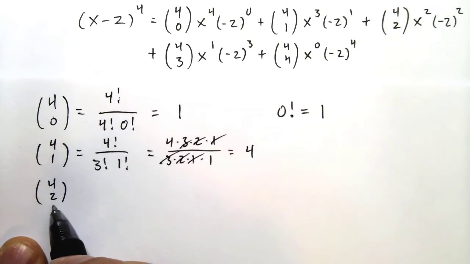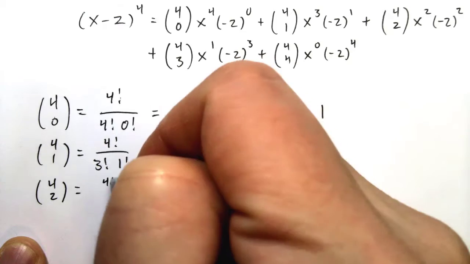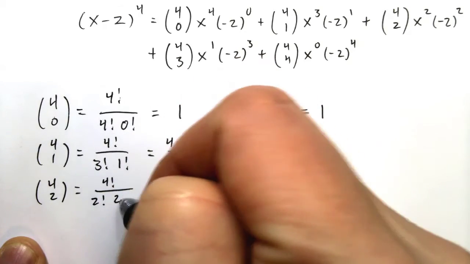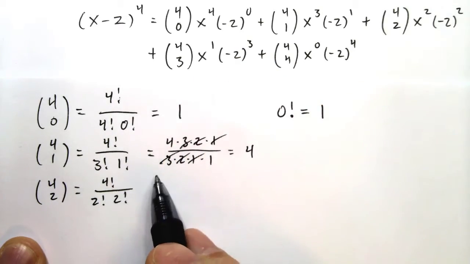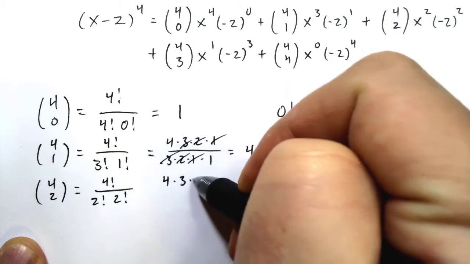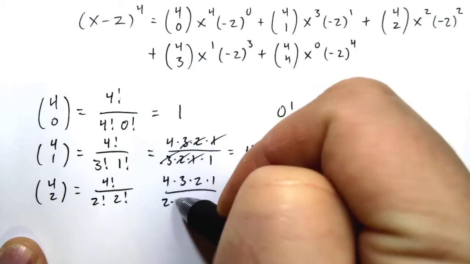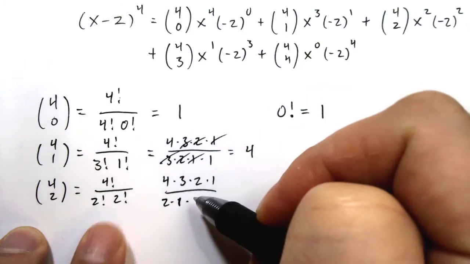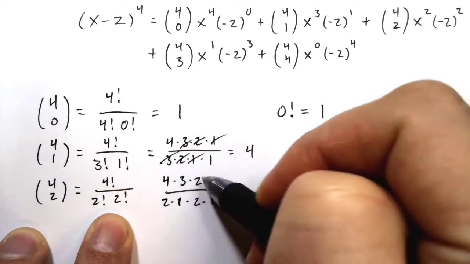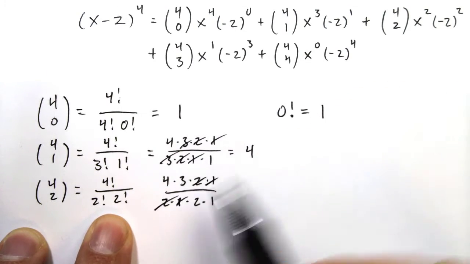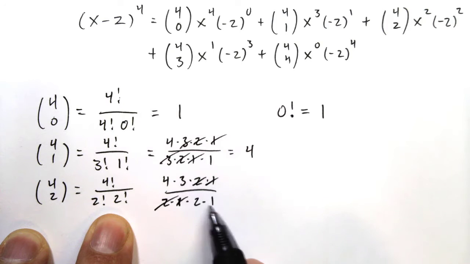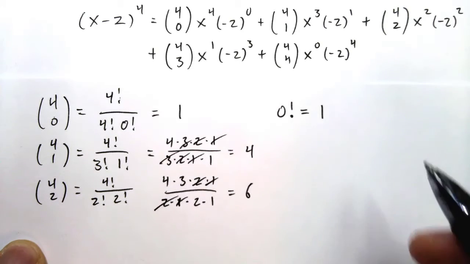Okay, 4 choose 2. That's going to be 4 factorial divided by 2 factorial times 2 factorial. Well, again, the same trick. We go 4 times 3 times 2 times 1, but 2 factorial is 2 times 1, right? And then that 2 factorial is 2 times 1. So these cross out. So I get 12 divided by 2. That's just equal to 6.